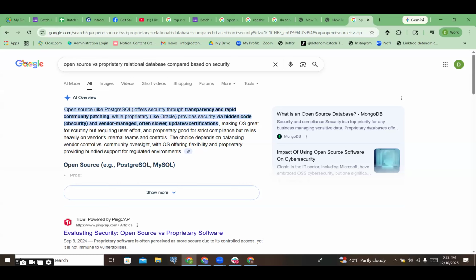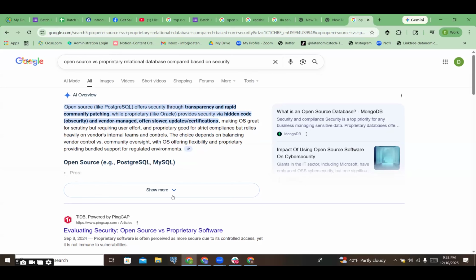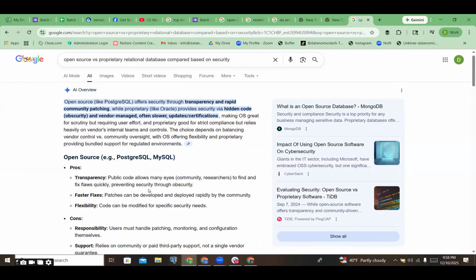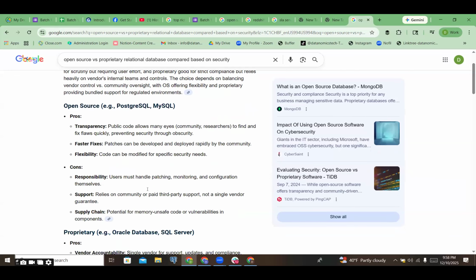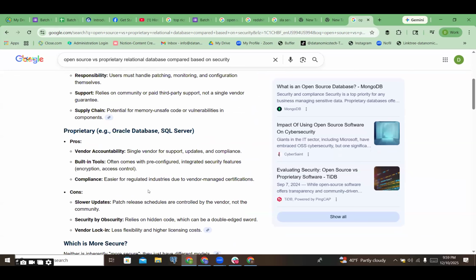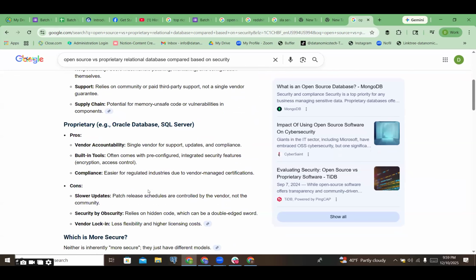One, it's very hidden, so it's not vulnerable to attacks because hackers don't know the recipe or the underlying code that was used to build the software. So less vulnerability in this case. And vendor management: the vendor or whoever is selling the software actively manages it. So in that sense, I would assume open source databases are a little bit less secure than their proprietary counterparts.